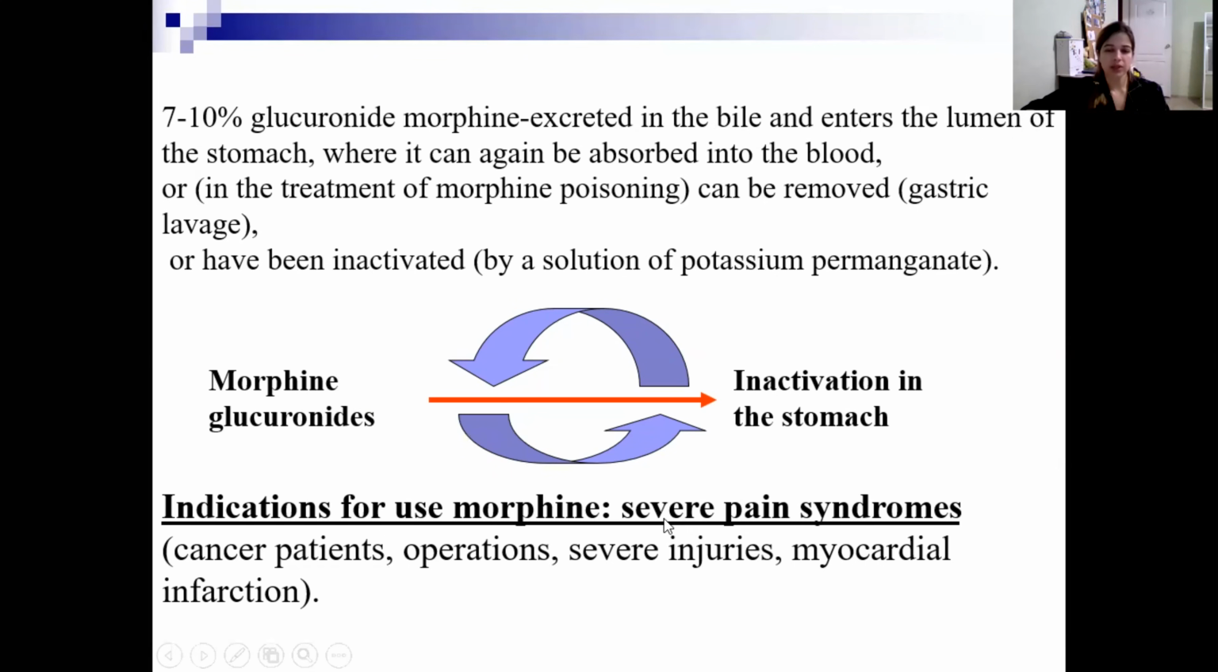Indication for morphine is severe pain symptoms. For example, for cancer patients, in operations, sometimes with severe injuries or myocardial infarction. Because in myocardial infarction, people suffer from very strong pain. So to stop it, we can use morphine.